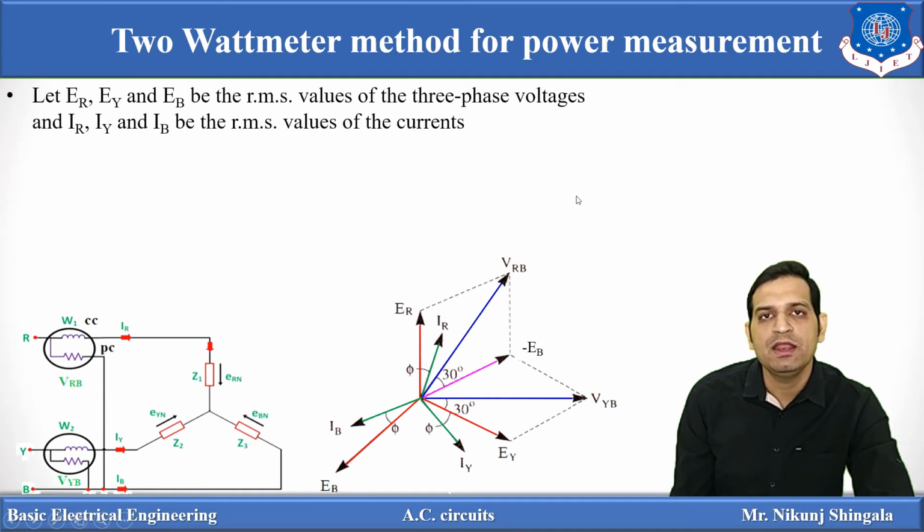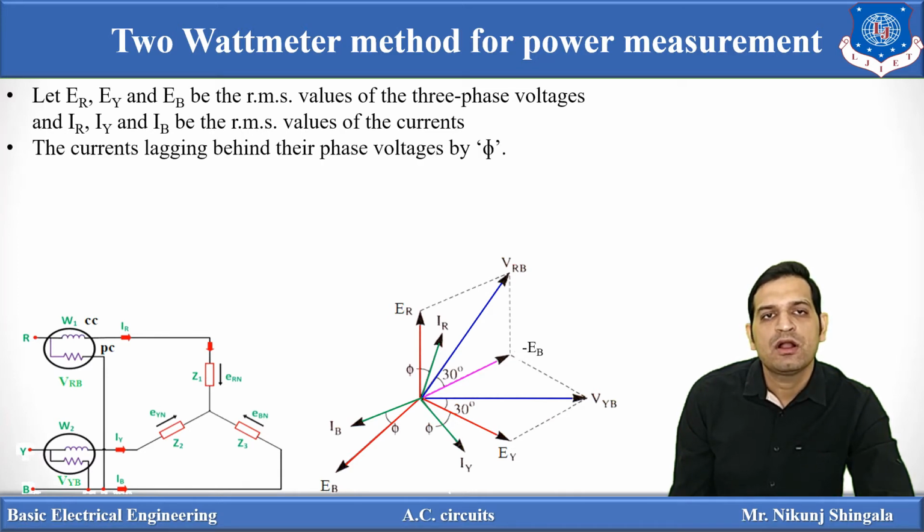Now ER, EY and EB are the RMS values of the three-phase voltage, and IR, IY and IB are the RMS values of the phase current. The current is lagging behind the phase voltage by some angle phi, because the load is assumed to be inductive, and all the phase angles will be the same because it is a balanced system.